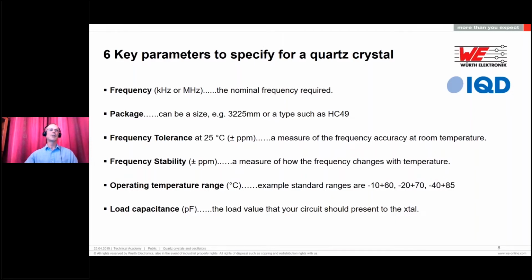We then need the package. So this can be a size. It can be a small surface mount device, 3225 millimeters, for example, or it could be a through-hole type, such as an HC49.